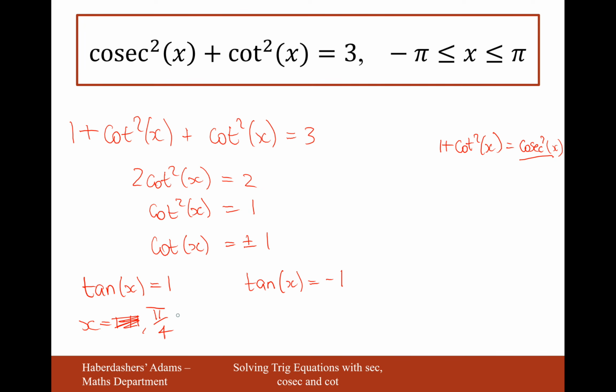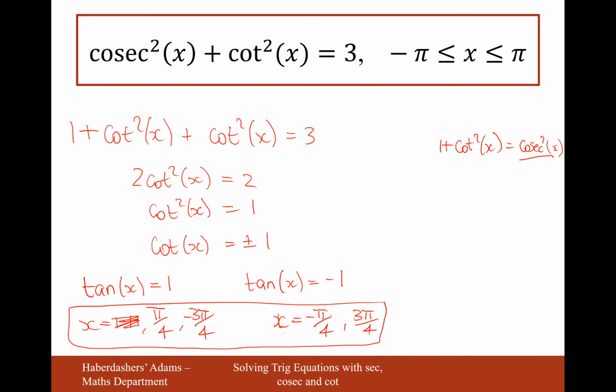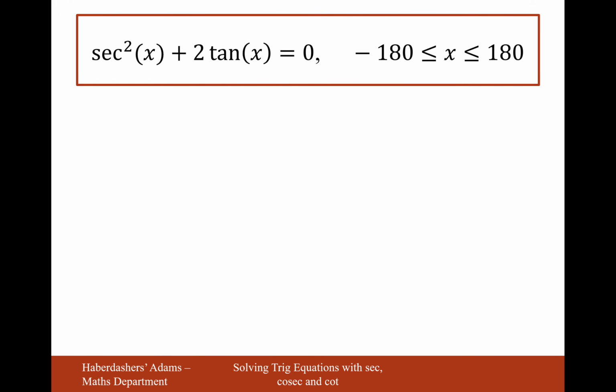Well, that was tan equals 2 there. And then we'll take away pi, so minus 3 pi by 4. And then for this one here, it's going to be x equals minus pi by 4. And then add on the pi, you get 3 pi by 4. So there we are, a little hiccup with that one there. But we're okay. It's pi by 4, minus 3 pi by 4, minus pi by 4 and 3 pi by 4. Lovely, let's move on to the next one.